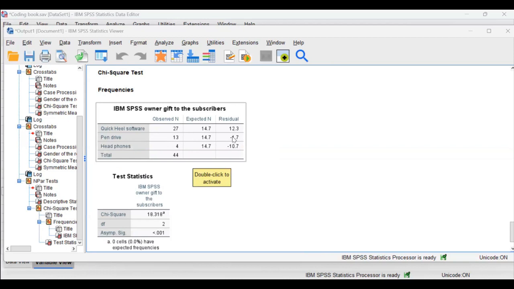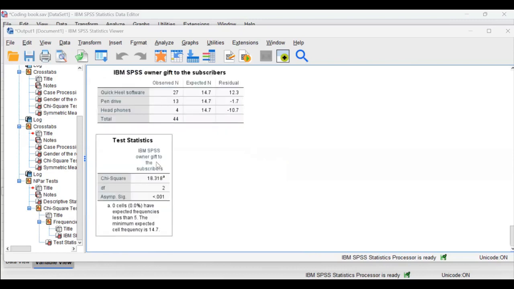Now, as you can see, residuals are nothing but observed values minus expected values. Here, 27 minus 14.7 is 12.3. 13 minus 14.7 is minus 1.7. Similarly, 4 minus 14.7 is minus 10.7. Okay, this is all about the Chi-square goodness of fit test.